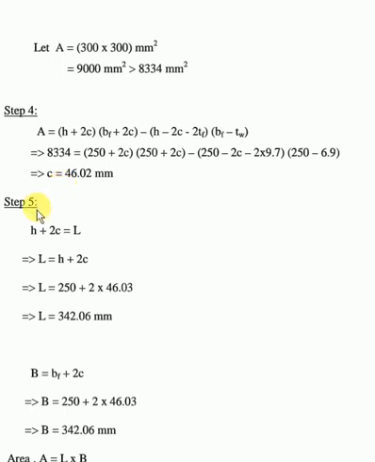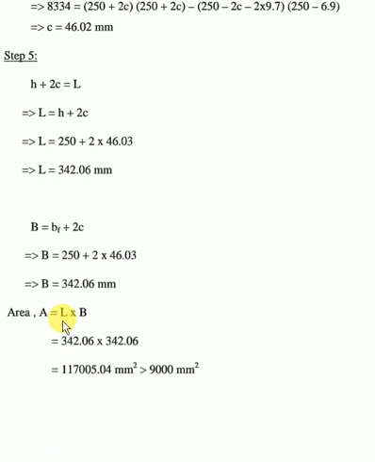Then in step number 5, we'll find the length of the base plate, H plus twice C, and breadth as BF plus twice C. This H we got from the steel table and C we got in step number 4. So putting it, we'll get the length as 342.06 mm and the breadth as 342.06 mm of the base plate. Then we'll find out the area, that is length into breadth of this base plate. Then we'll get the area as 117,005.04 mm square, which is greater than 9000 mm square. That is, it is greater than our assumed area. So our design is safe.